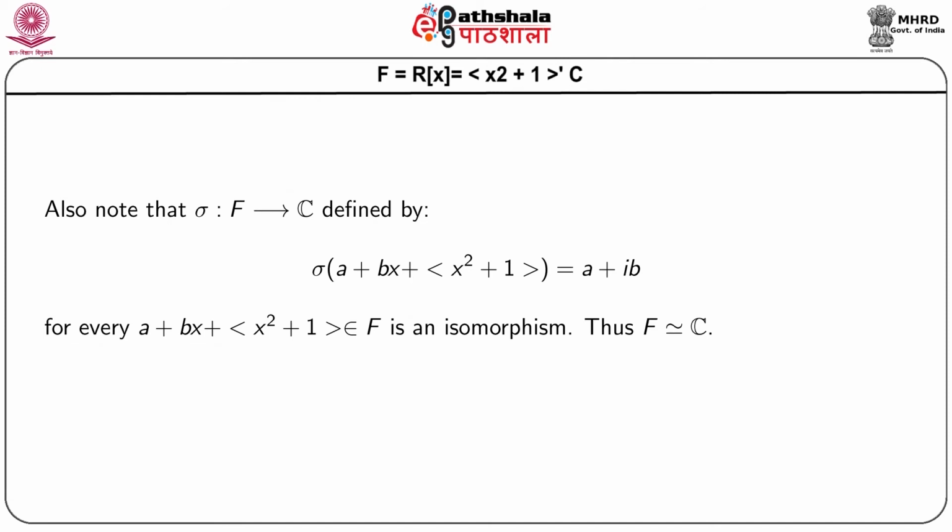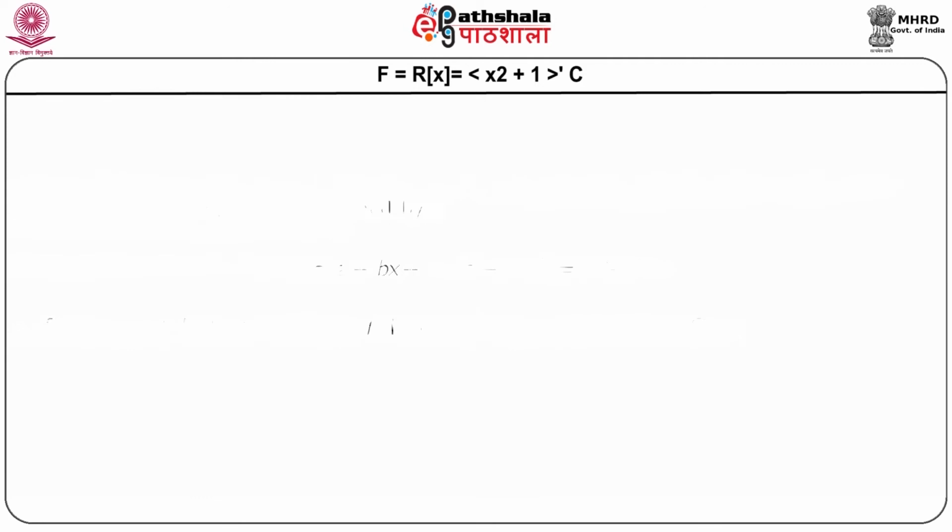It is interesting to note that this field F is isomorphic to C, and an isomorphism can be defined as sigma of a plus bx plus the ideal generated by x square plus 1 is equal to a plus ib.